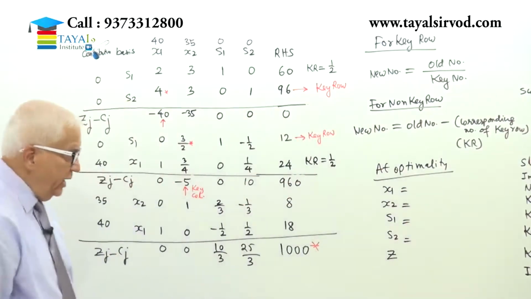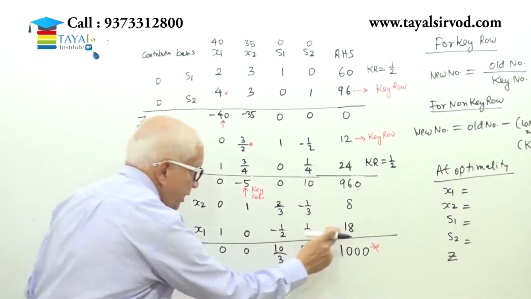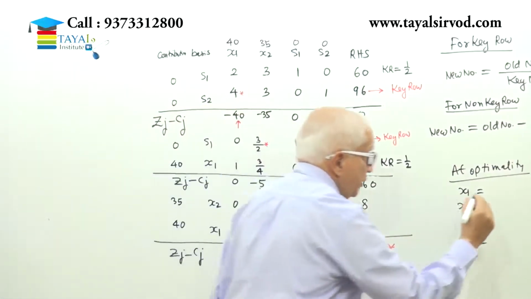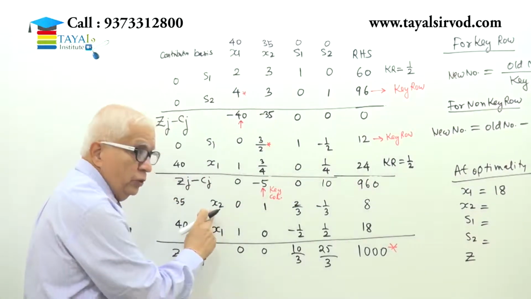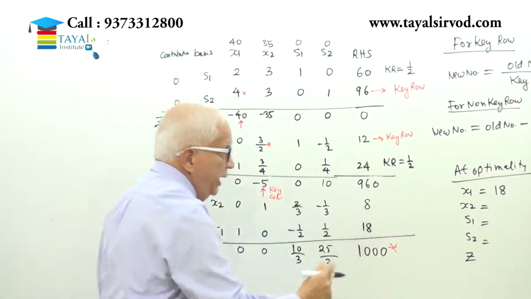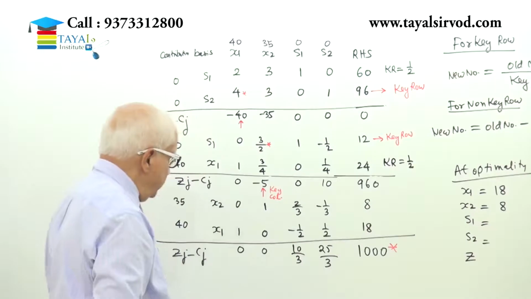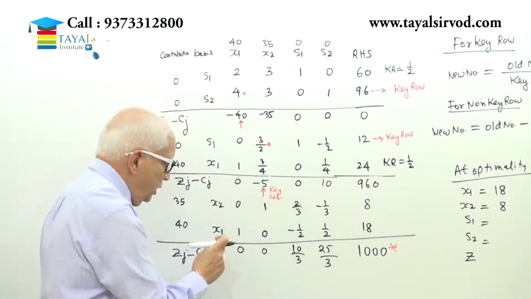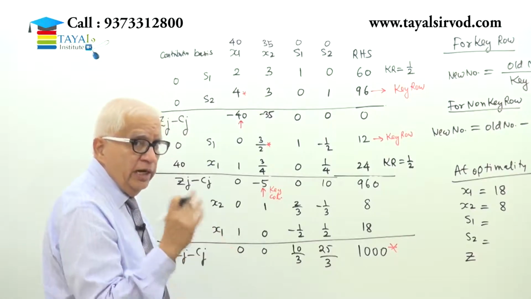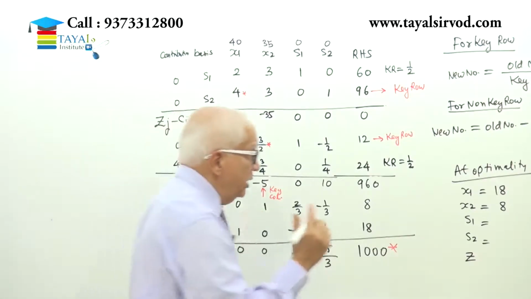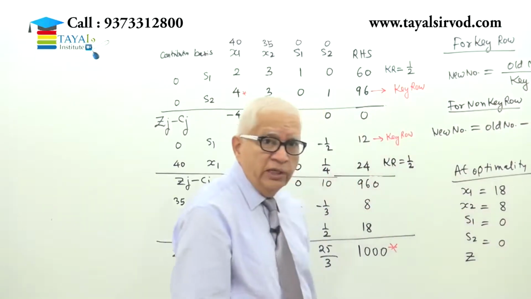Let's find out once again. x1, basic variable. What is its value? 18. So x1 is equal to 18. What is the value of x2? x2 is equal to 8. s1, s2, are they present here? No. That means they are not basic variables. That means they are non-basic variables. And non-basic variables by definition have a 0 value. Both are not present in the basis, so they are 0.